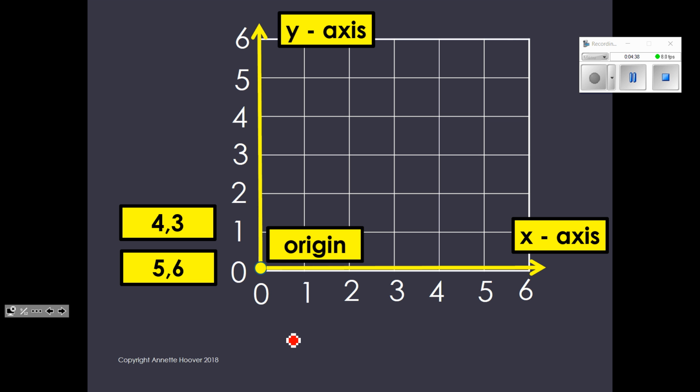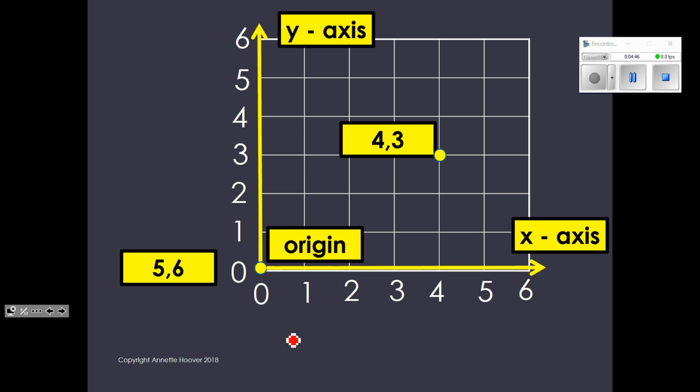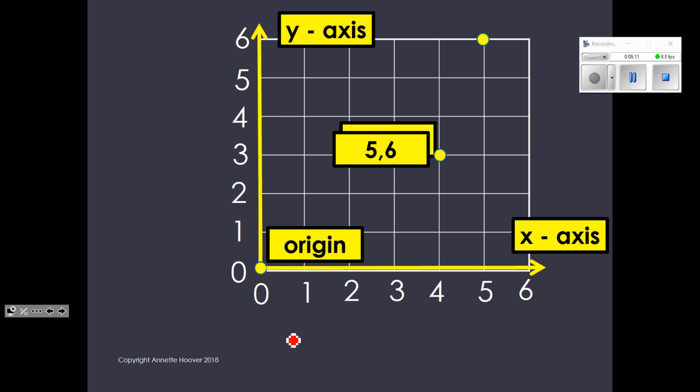Then we're just going to label a couple of ordered pairs. The first one right here is at 4, 3. Notice we went over to the right 4, and then we went up 3, so that is 4, 3. We always separate those two numbers with a comma, and typically you will even see them in parentheses, (4, 3). Then 5, 6. So we start at the origin. We go to the right 5. We go up 6. And we have a point there, and we're going to label it 5, 6.